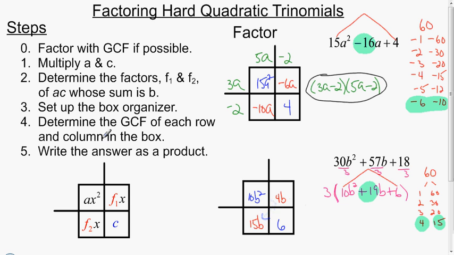So from there, I'm going to determine the GCF of each row and column in the box. So what's the GCF of 10b squared and 4b? It's going to be 2b. And what's the GCF of 15b and 6? That's going to be 3. And then what's the GCF of 10b squared and 15b? Will be 5b. And the GCF of 4b and 6 is going to be 2.